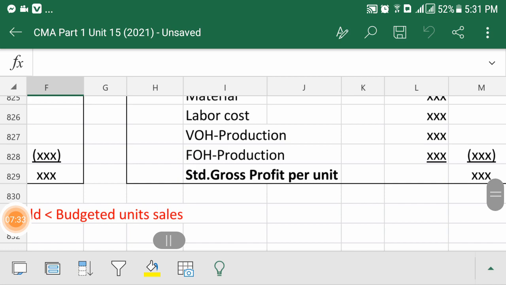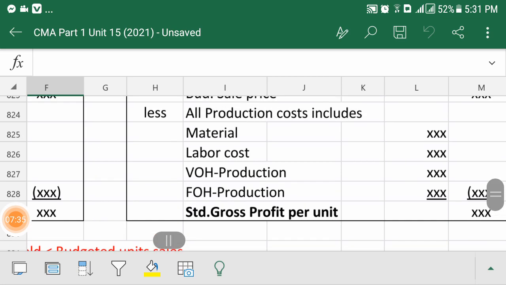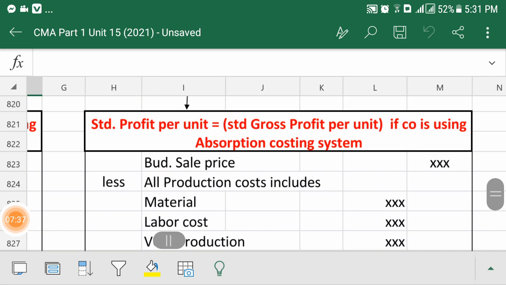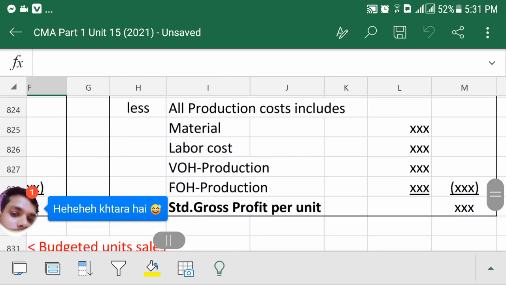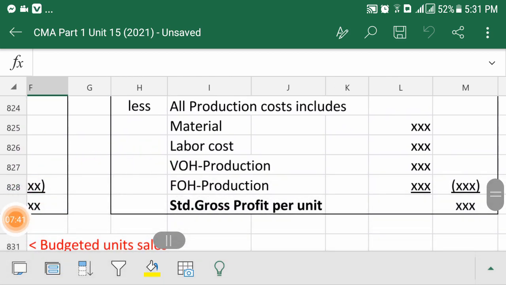In the note, it says that the three-line formula will be used to calculate the mix or yield variance. First, the actual quantity into the actual mix, which is given, multiplied by the standard profit rate. Then the actual quantity again, into the standard mix, which you need to calculate, multiplied by the standard profit, and you will get the amount.